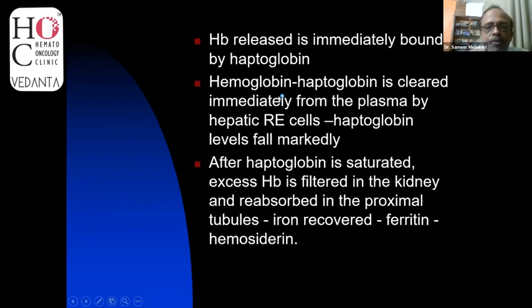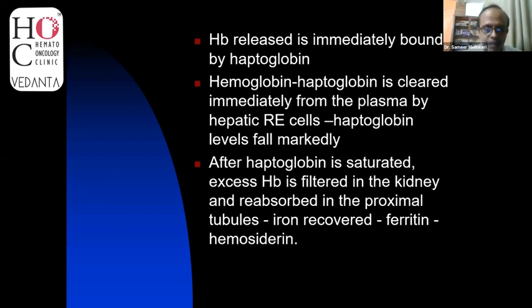When hemoglobin is released from the red blood cell into the blood, it is immediately bound to a protein called haptoglobin, and the hemoglobin-haptoglobin complex is quickly cleared from the plasma by the hepatic reticuloendothelial cells, because free hemoglobin is toxic. You can't have free hemoglobin floating in the blood, so it is immediately bound to haptoglobin and cleared off by the liver. The haptoglobin levels, if you check them, will be markedly reduced to absent. After the haptoglobin is saturated, there's still free hemoglobin floating in the blood. It enters the kidney, and it is toxic to the kidneys, and therefore the kidney tries to quickly reabsorb it back again.